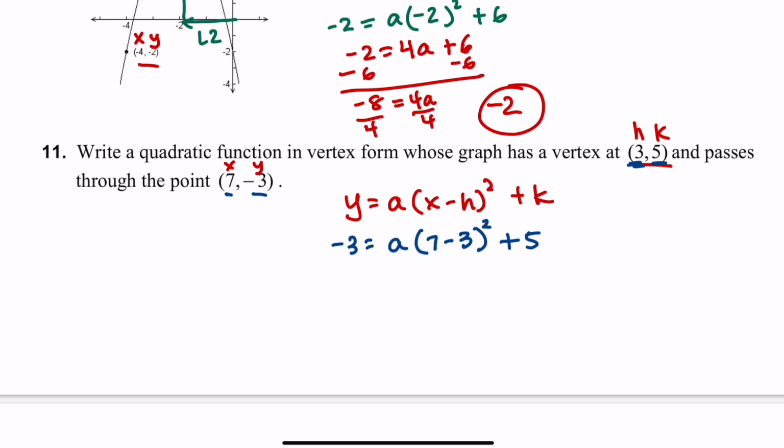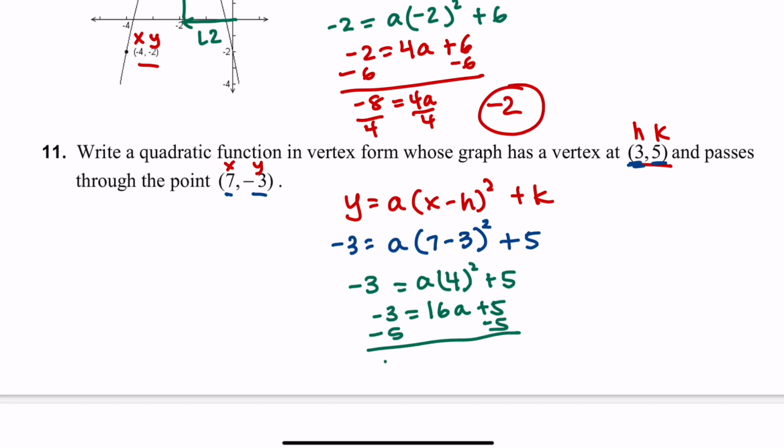Start with what's inside the parentheses. 7 minus 3 is a 4, squared, plus 5 equals -3. 4 squared is 16a. We subtract 5. We have -8, divide by 16. And then a is equal to -8 over 16, which reduces to -1/2.